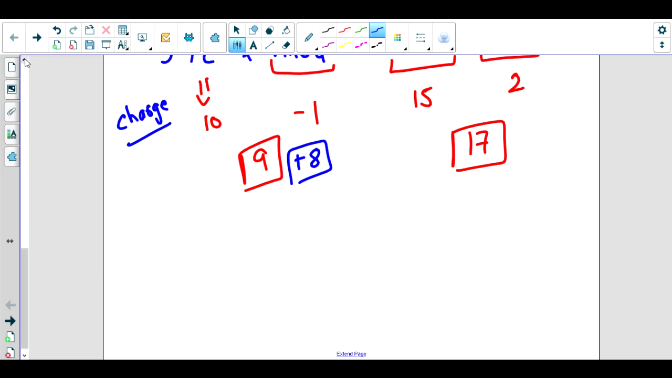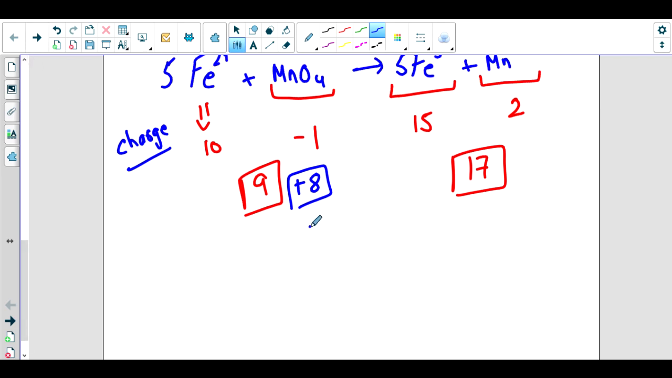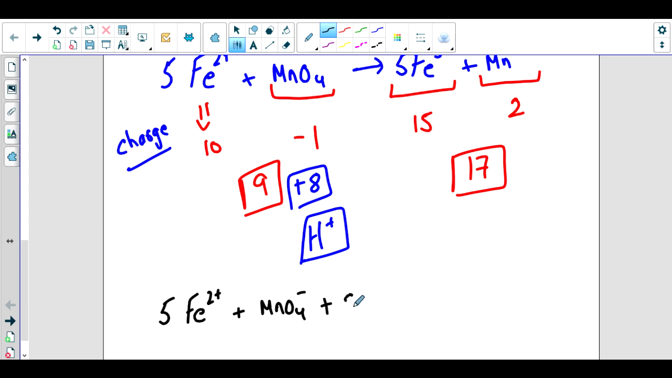Now keep this in mind. When you want to balance the charge, on the side which is short, we use H+ to balance the charge, and on the other side, to compensate this H+, we use water. This is the rule. Now let us write the final equation. I have 5 Fe2+ plus MnO4-. How much is short? 8. So I write 8H+, and it gives me 5 Fe3+ plus Mn2+.